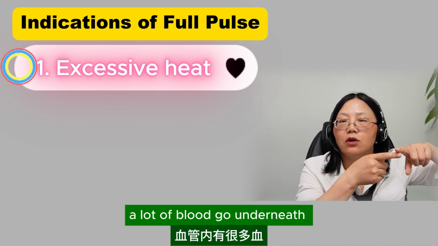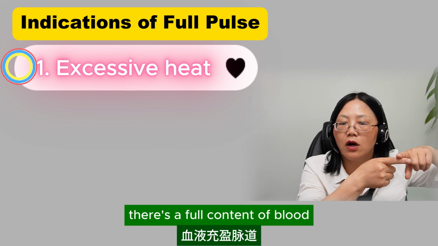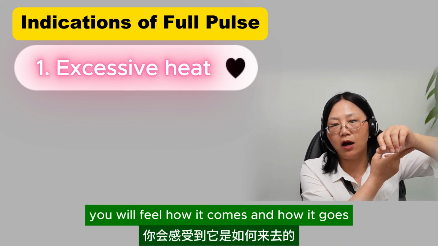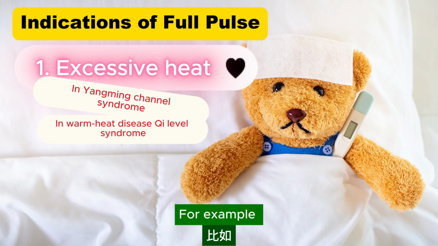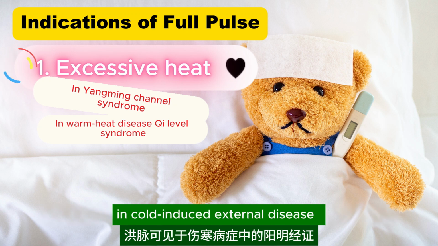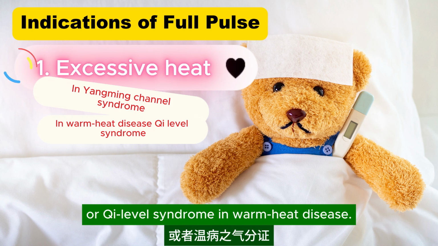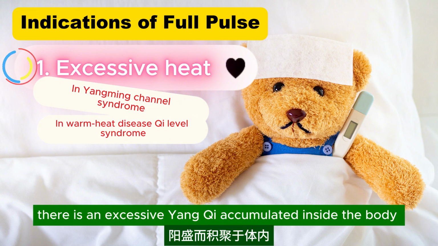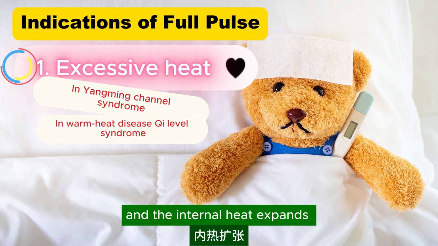A lot of blood goes underneath. There's a full content of blood beating like rolling waves. You will feel how it comes and how it goes. For example, a full pulse can be seen in Yang channel syndrome in cold-induced external disease or qi level syndrome in warm heat disease. When a disease develops to this stage, there is an excessive yang qi accumulated inside the body, and the internal heat expands.